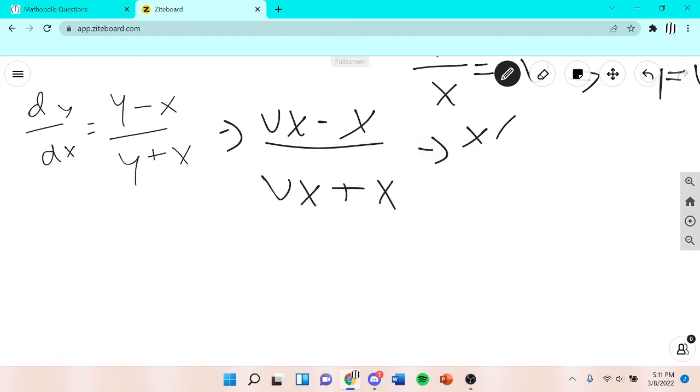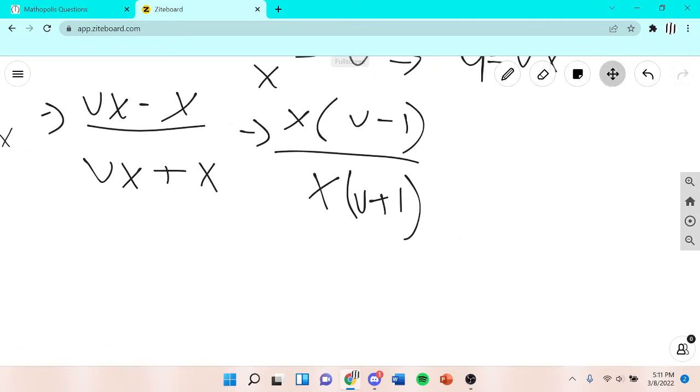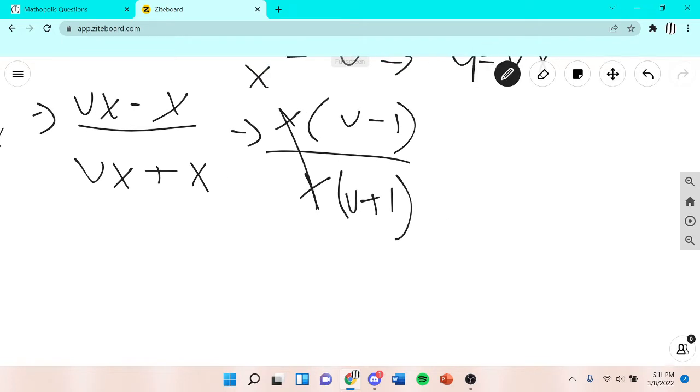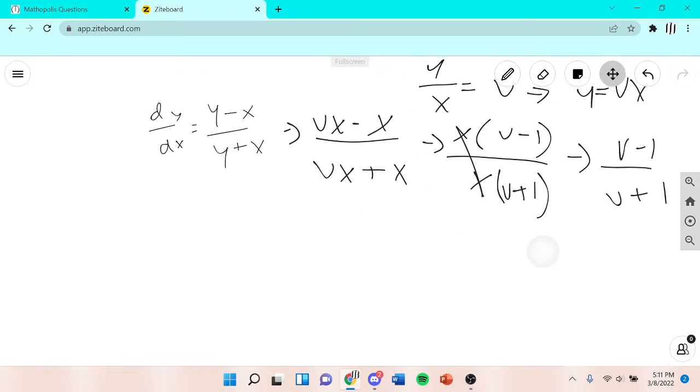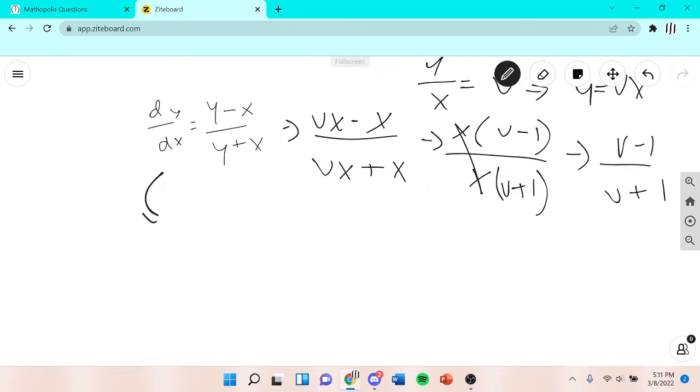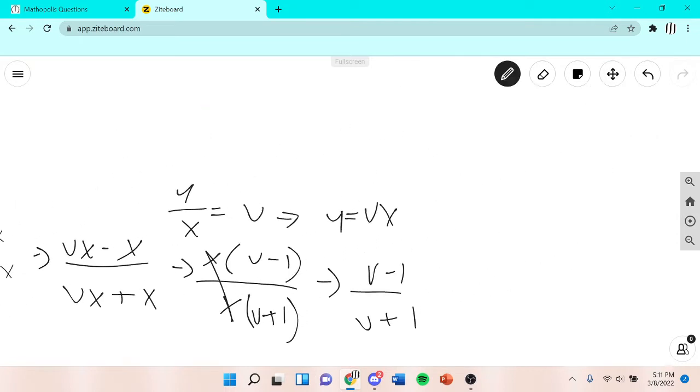And if you factor x out of both the numerator and denominator, you get this. And then we could cancel out the x's. So it just becomes v minus 1 over v plus 1. Alright, so that's not that bad. And how are we going to signify dy over dx? How we do this is knowing that y is v times x, we can take the derivative of this, and this is constant for all cases.